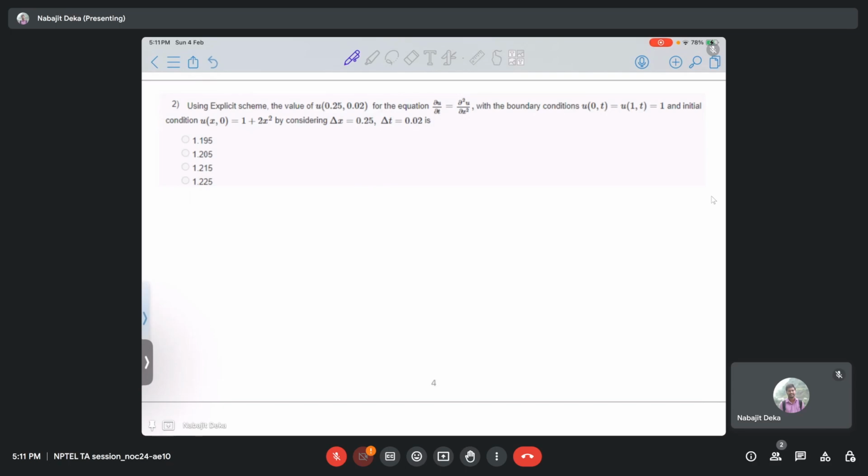So question 2, using the explicit scheme, the value of u for this equation, with the boundary conditions given and the initial condition given. Consider delta x is 0.25 and delta t is 0.02. We need to find the value of this. So delta x is 0.25 and delta t is 0.02.